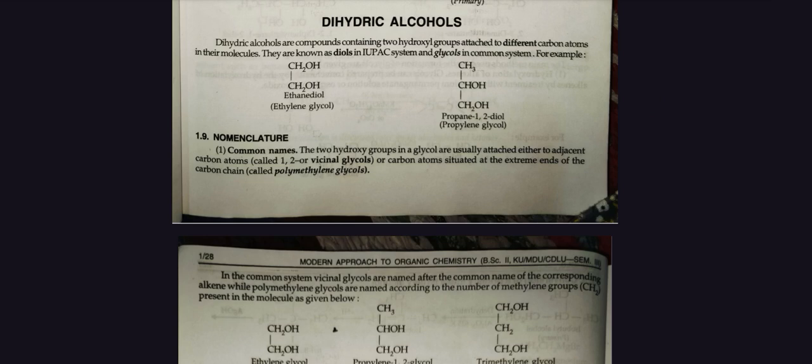Dihydric alcohols. Dihydric alcohols are compounds containing two hydroxyl groups attached to different carbon atoms in the molecule. They are also known as diols in the IUPAC system, and glycols in the common system.